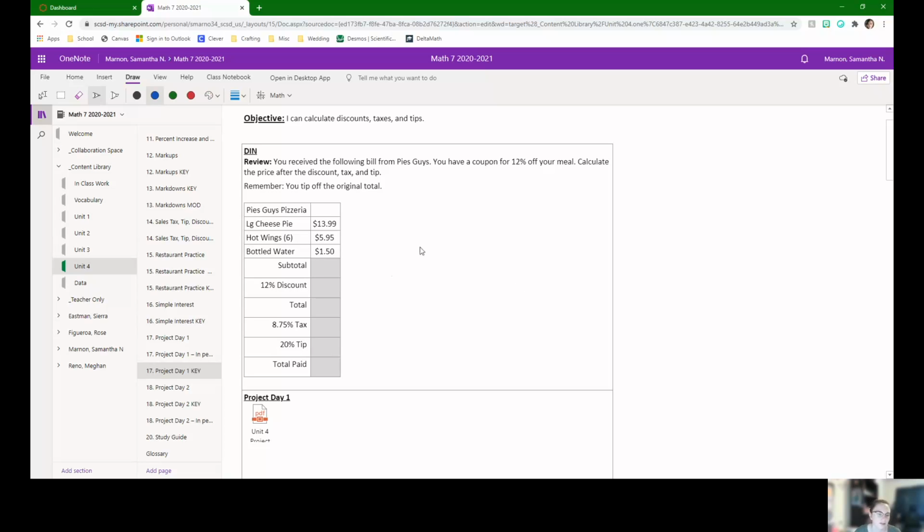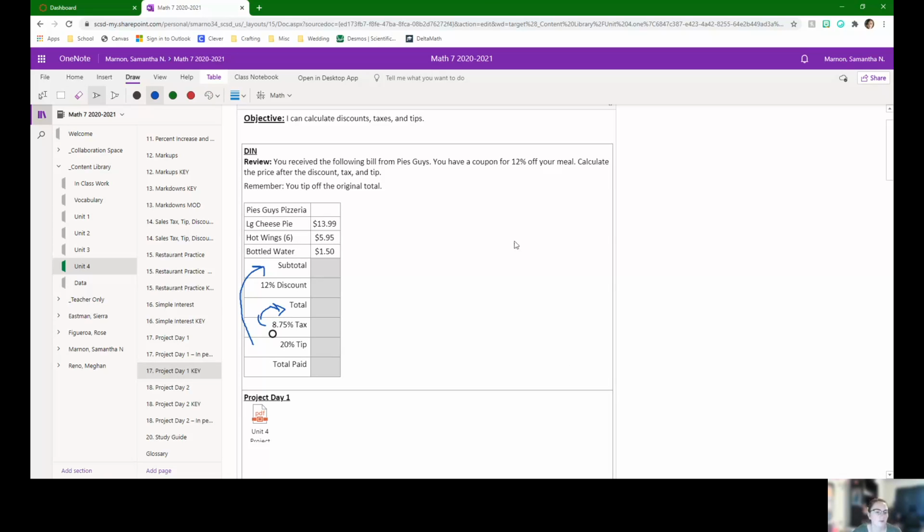Because it did give us that little fact to remember, you are going to tip off of, oops, not that one. That's not the original. Why won't it undo? Well, let's just erase it. You're going to tip off of this first subtotal, but you are going to do the tax of the total after the discount. So pause this video, see if you can fill in all these values by yourself.